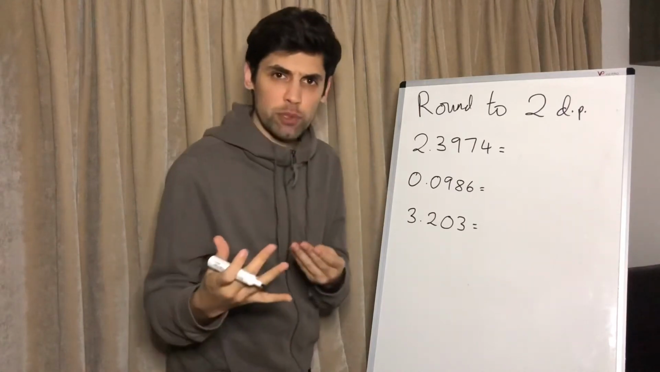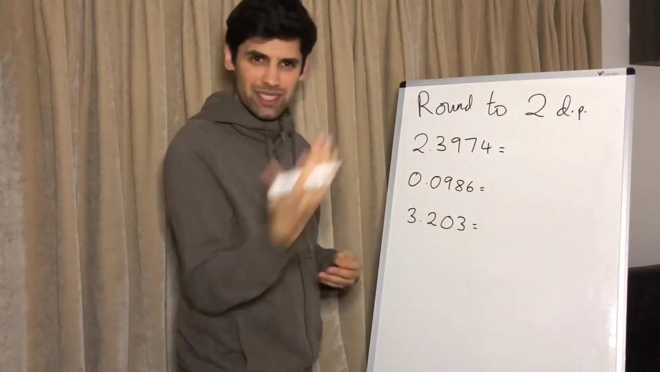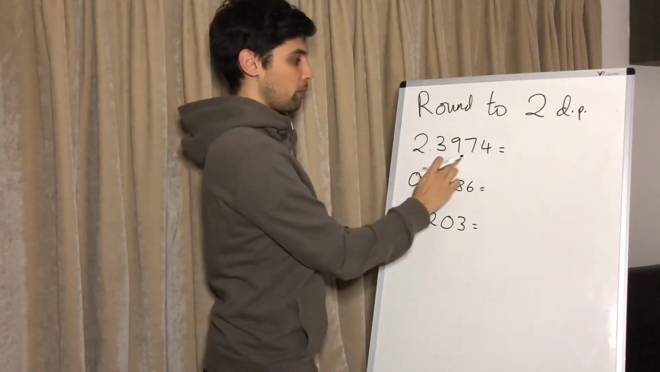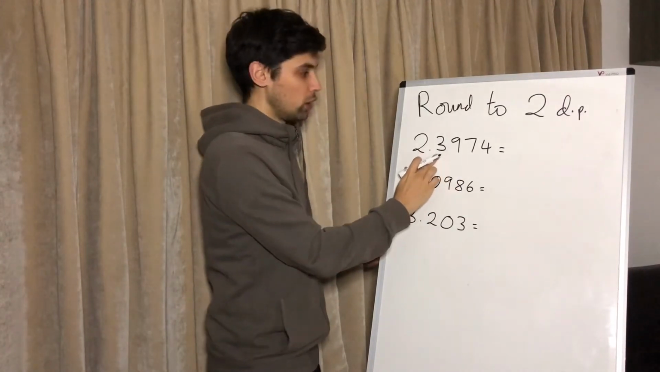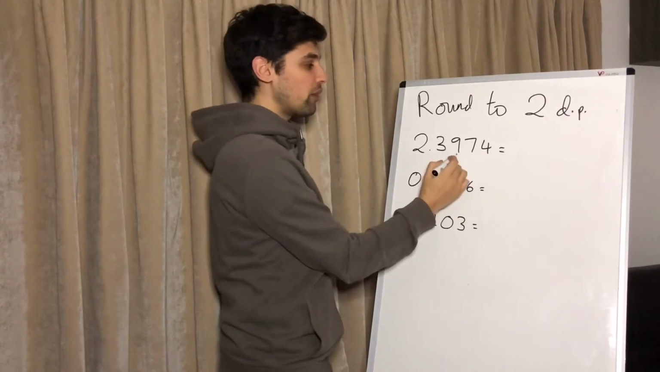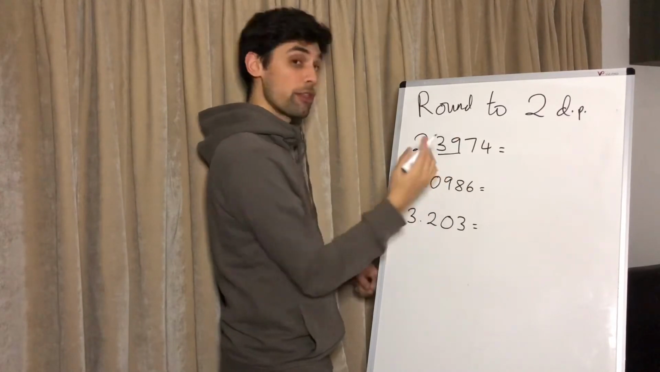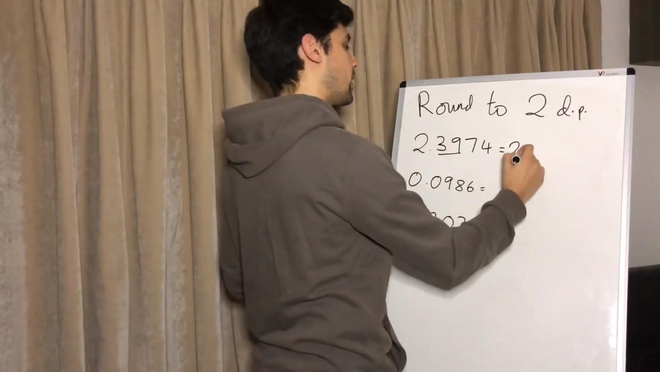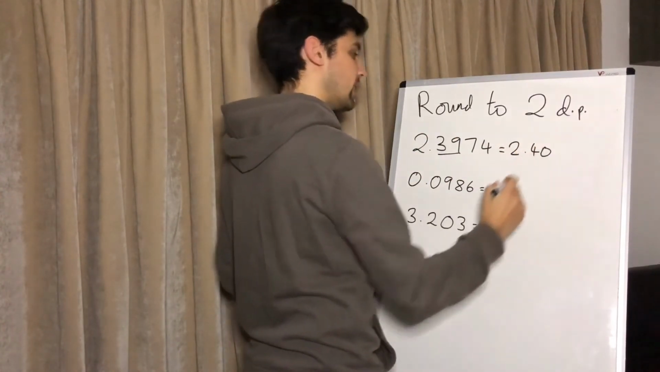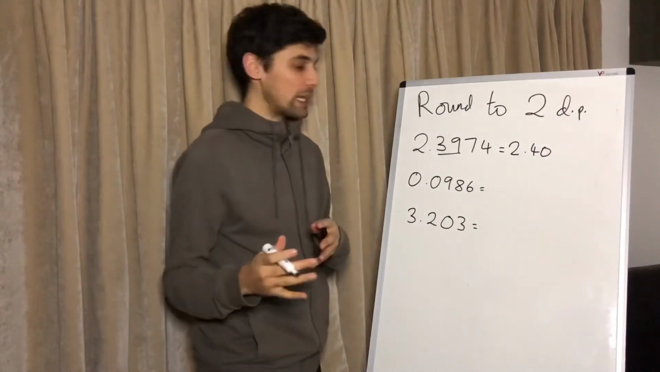But where's it going to push it up to? 9 doesn't go up to 0, it goes up to 10. But that means it's going to push this one as well. So a way of looking at it would be rather than pushing the 9 up, we could push the 39 up. So it does end up being 2.40.